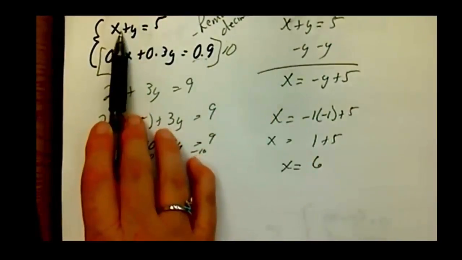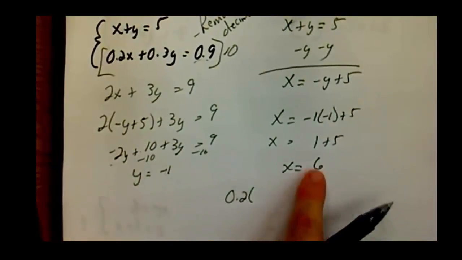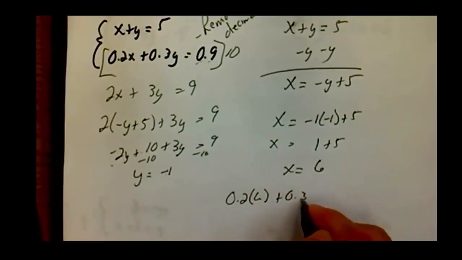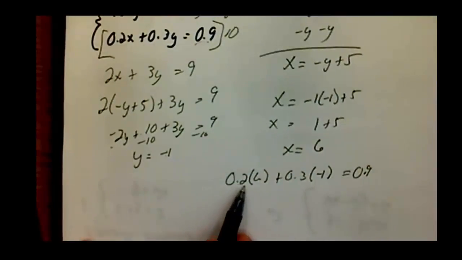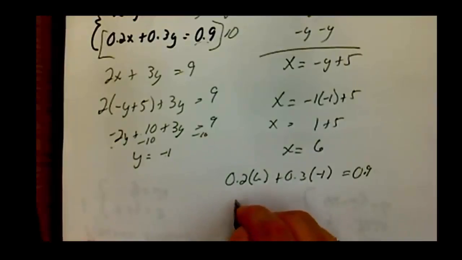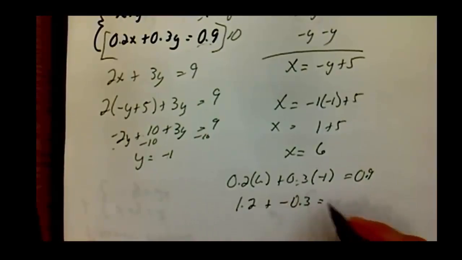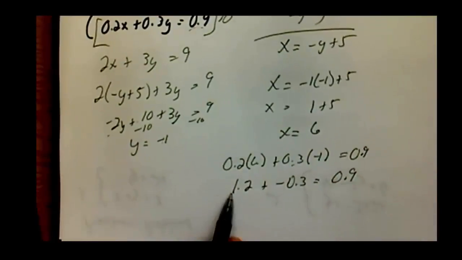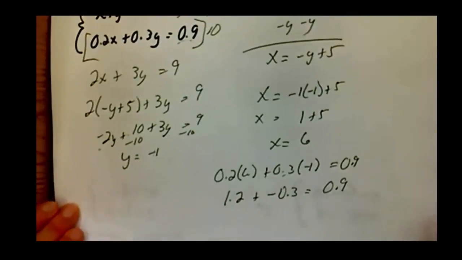Since I just worked with this one, let's try it in that bottom one and see if it works. So 0.2 times 6 plus 0.3 times a negative 1 should equal 0.9. So 6 times 0.2 is 1.2. Negative 1 times that is a negative 0.3. And 1.2 minus 0.3 does end up equaling 0.9, or 9/10. So it does work. What do you think? Make sense to these things and what we do need to do with them?